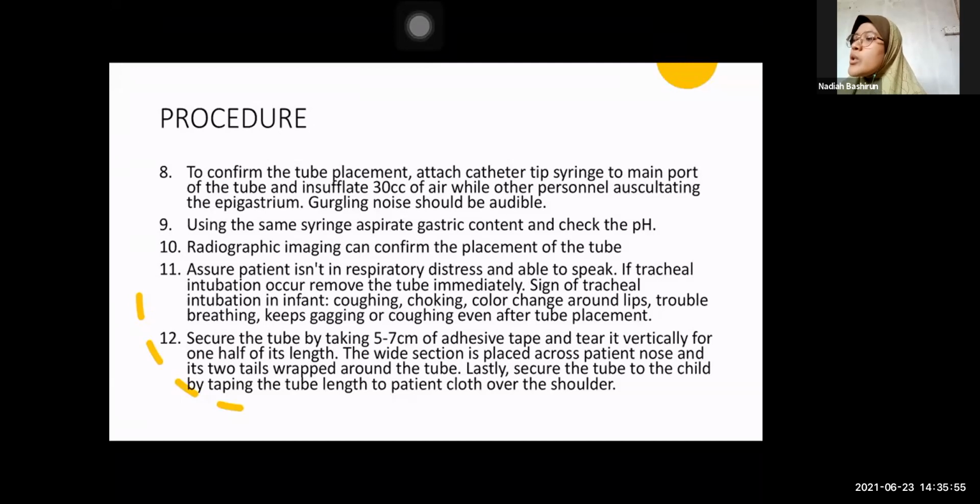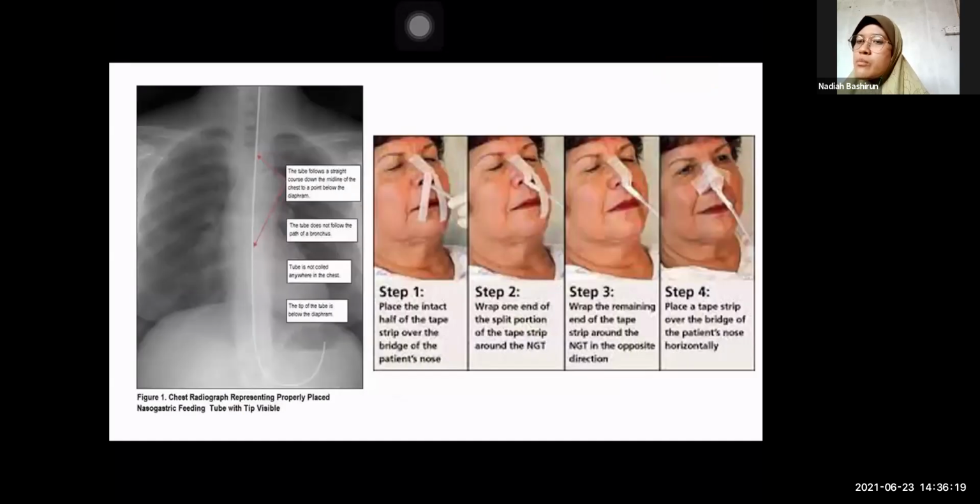Okay. So we secure the tube with adhesive tape, and then lastly, after we have secured the tube to the patient's nose, for the young infant, we can take the tube length over the patient's shoulder to prevent the length of the tube from obstructing the patient's movement.